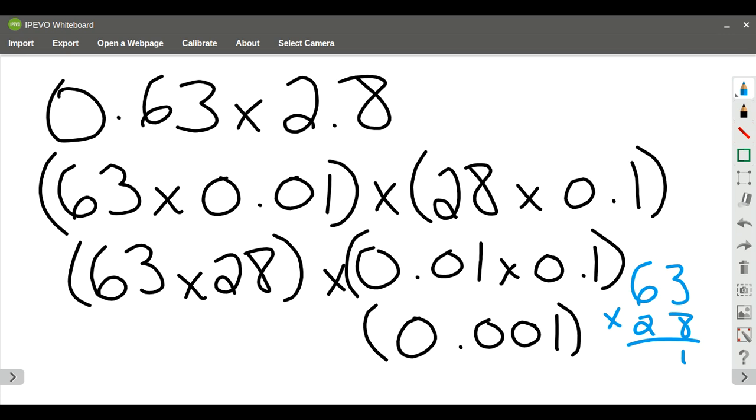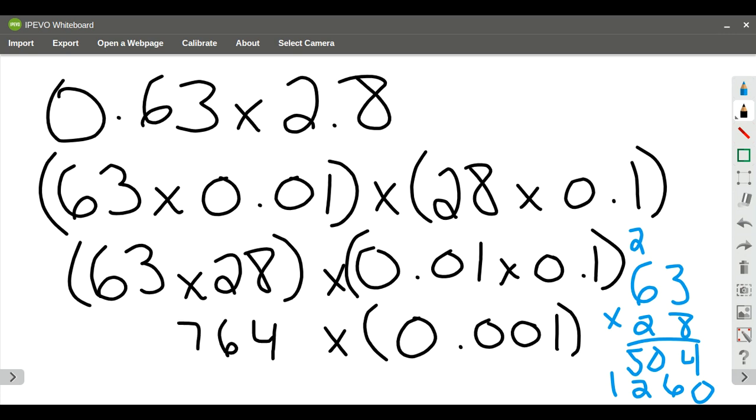8 times 3 is going to be 24, so I put down the 4, regroup the 2. 8 times 6 is 48, plus 2 is going to be 50. 2 times 3, nope, got to put my place value holder there. 2 times 3 is going to be 6. 2 times 6 is going to be 12. So I have 504 plus 1260. So I'm going to rewrite it over here. So I have 4, 6, 7, 1.